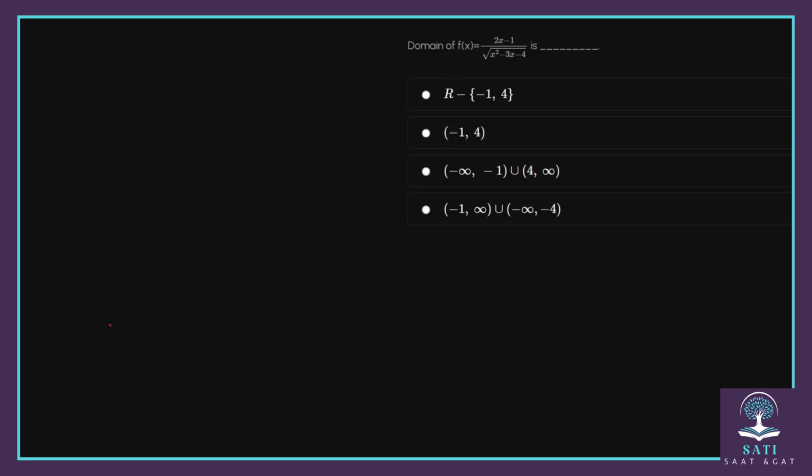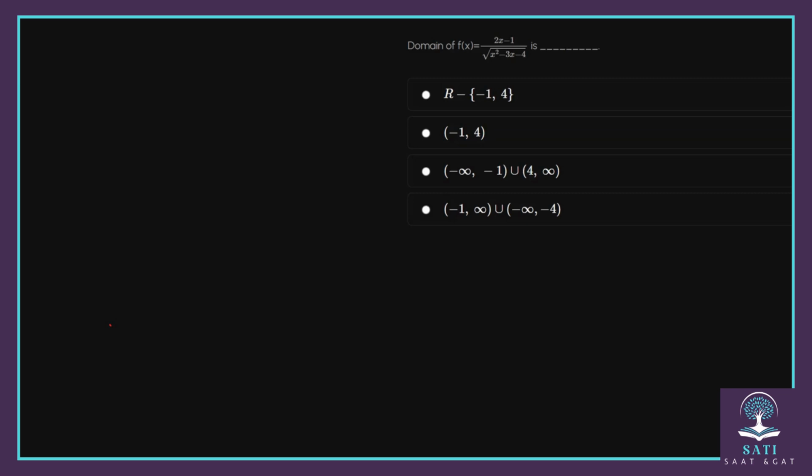The domain of f(x) equals (2x minus 1) over the square root of (x squared minus 3x minus 4). How can we find the domain of this one? Since the numerator is a polynomial, I don't use it in the domain. So what I use now is just the denominator.